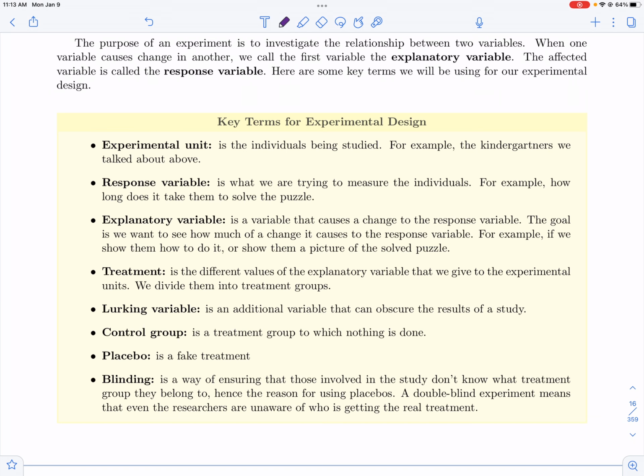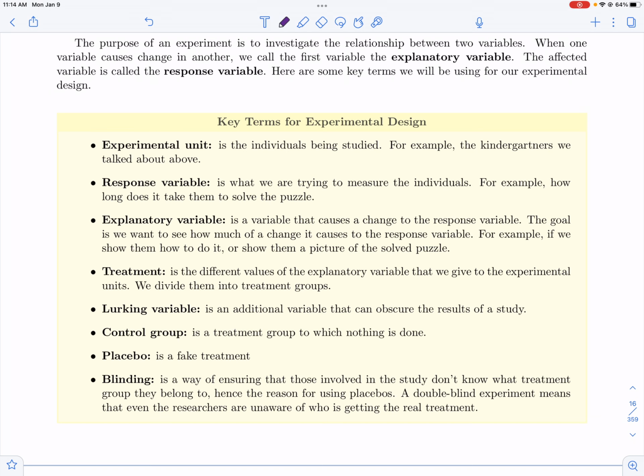Our response variable is what we're trying to measure in the individuals. For example, how long does it take each of them to solve the puzzle? Our explanatory variable is a variable that can cause a change to the response variable. The goal is to see how much of a change it causes to the response. So if we show them how to do the puzzle, or at least give them a picture of what the puzzle looks like, how is that going to affect how long it takes them to actually solve the puzzle? Our treatment is the different values of the explanatory variable that we give to the experimental units. So again, we're going to divide them up into treatment groups.